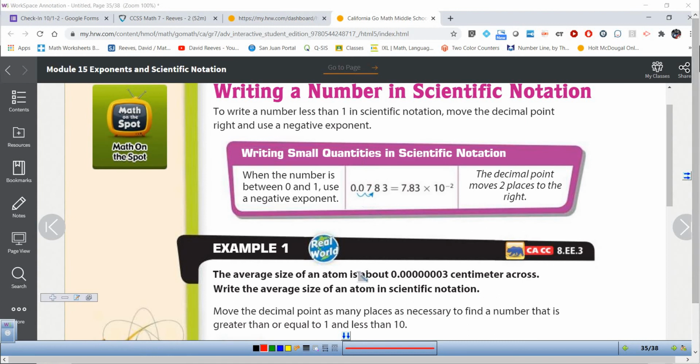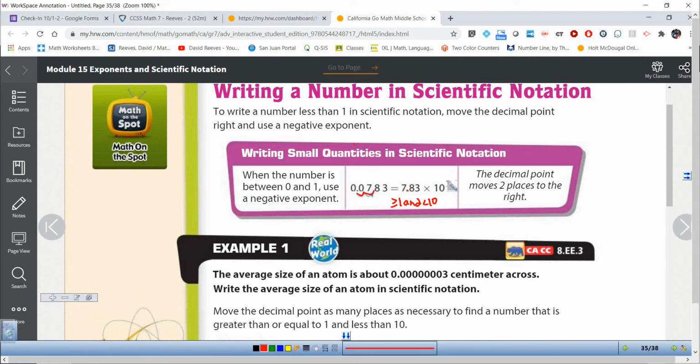All right, but let's focus on where the decimal is. You always start where the decimal is, okay? And we want to come up with a number at the beginning that, remember, we're looking for a number that is greater than or equal to 1 and less than 10. So when I start with this decimal, 0.0783, I have to go 2 places, and then I get my 7.83. Basically, guys, you're looking for one number before the decimal. Now, how many times did I move the decimal to get there?